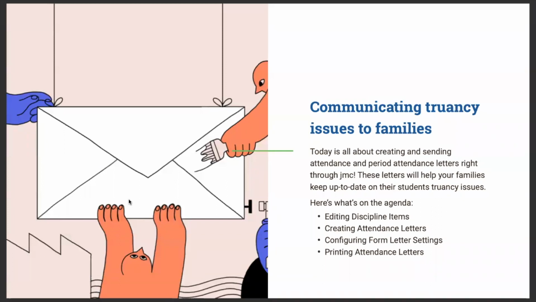So today it's all about creating and sending attendance and period attendance letters right through JMC. These letters are going to help your families keep up to date on their students' truancy issues. We are a couple weeks into the school year, and now it's time to start shifting some focus on what we do when folks don't show up. On the agenda today, we're going to take a look right off the bat at editing discipline items, creating attendance letters in the form designer, configuring form letter settings, and then printing those attendance letters.